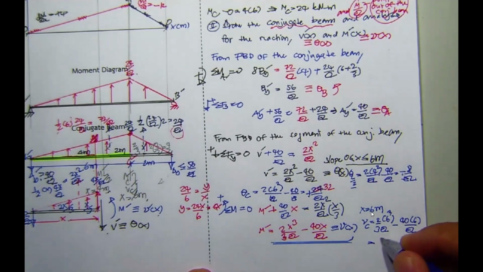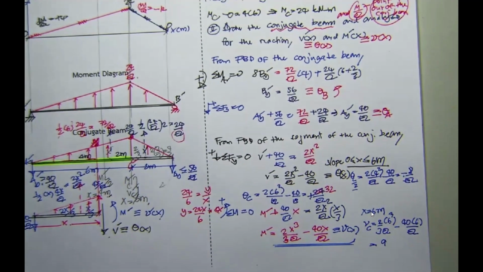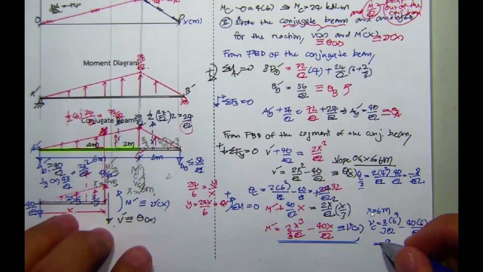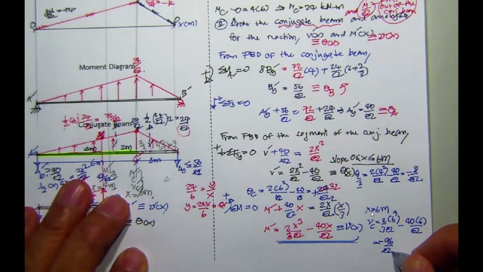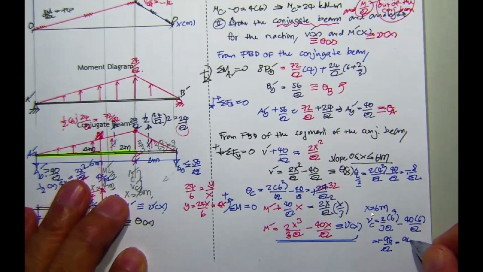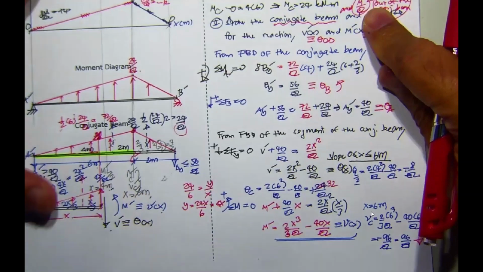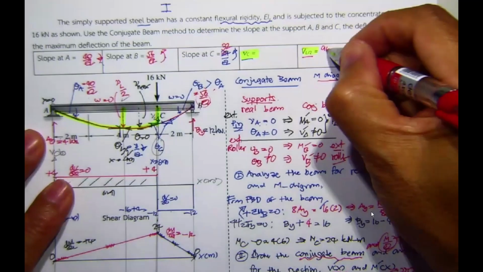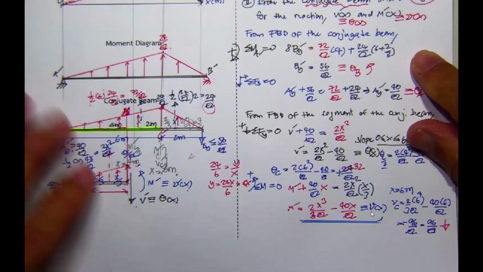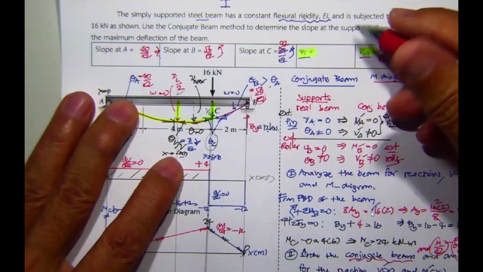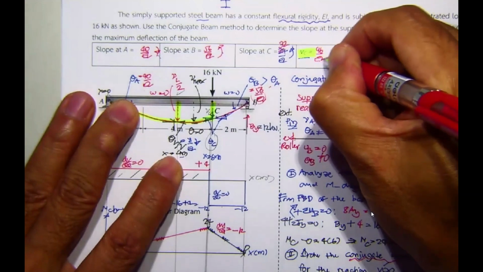Okay, you should get this one for v sub c. Take your calculator. 6. What do you get? It's going to be negative 96 divided by EI. Okay, and then it's going to be 96 over EI with the downward. This is negative, so you may take it over here, 96 over EI and downward. Oh, this is wrong. This is 96 over EI downward.